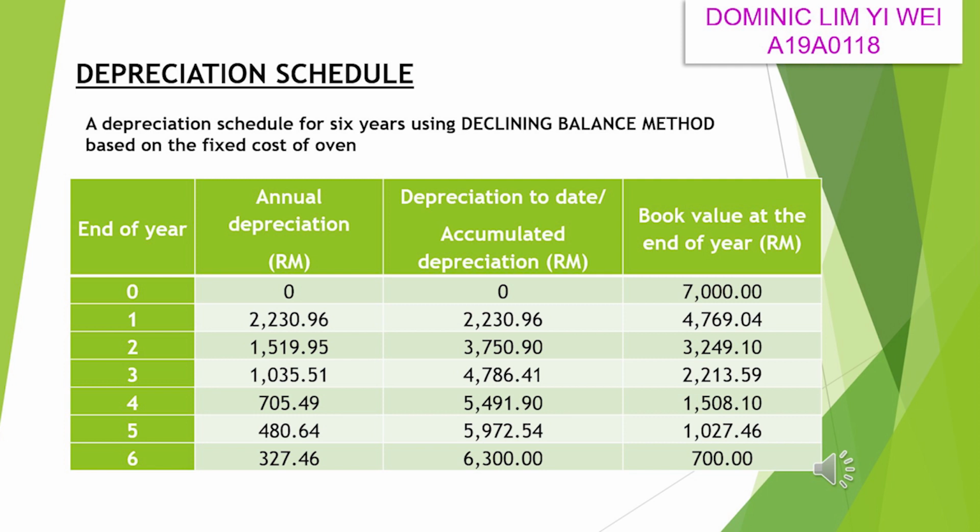54 cents, book value at the end of year 1,027 ringgit 46 cents. And last, in the end of year 6, annual depreciation 327 ringgit 46 cents, accumulated depreciation 6,300 ringgit, and last, book value at the end of year 6, 700 ringgit.